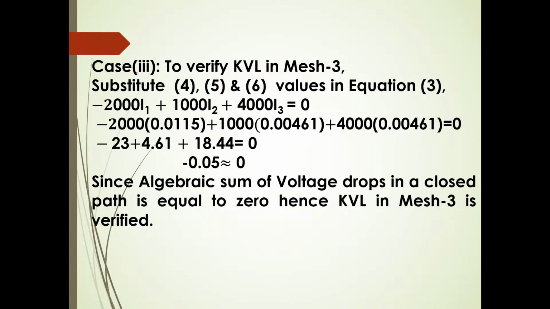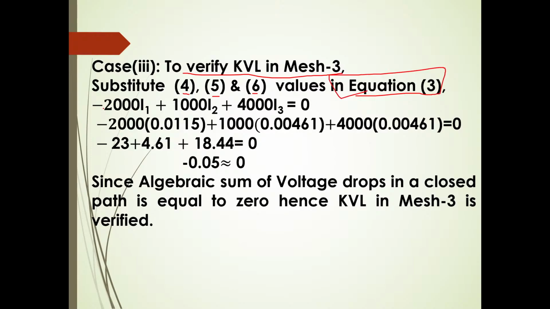Okay then. Next, to verify what? KVL in mesh 3. Substitute what? I1 value, that is equations 4, 5 and 6: 4 means I1 value, 5 means I2 value, 6 means I3 value. Substitute 4, 5, 6, that is I1, I2, I3, in which equation? In equation 3.